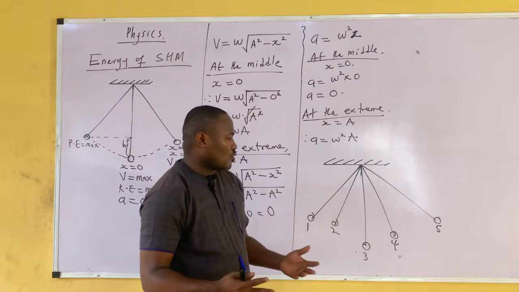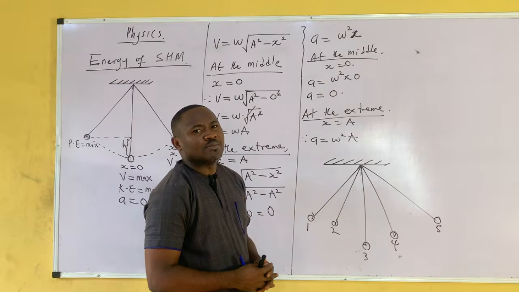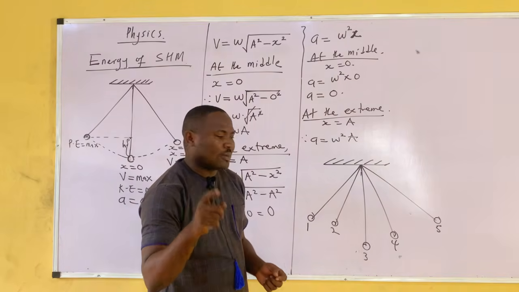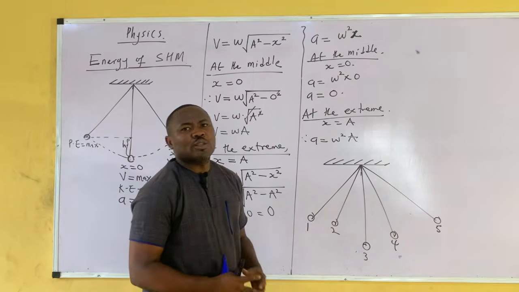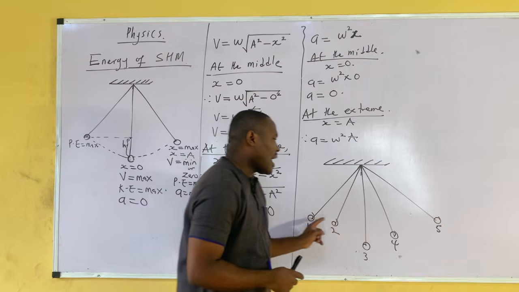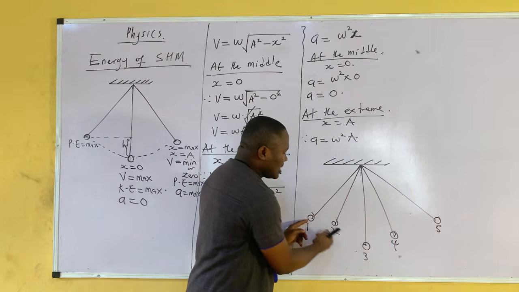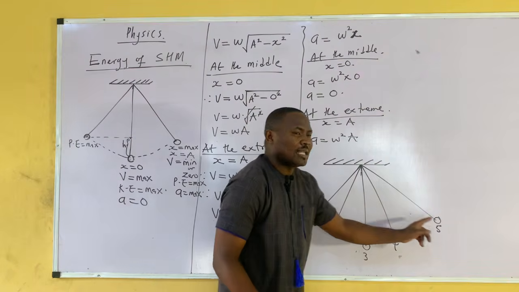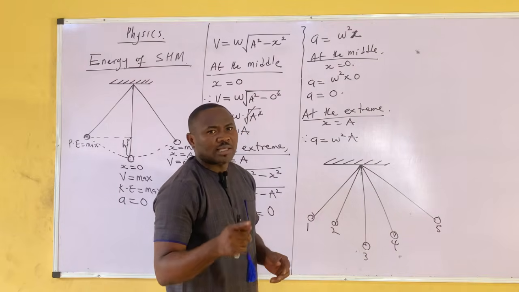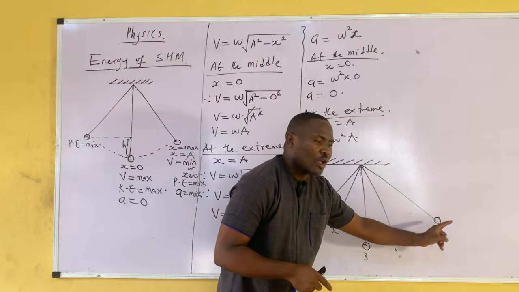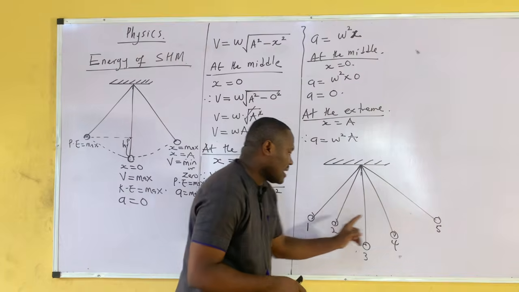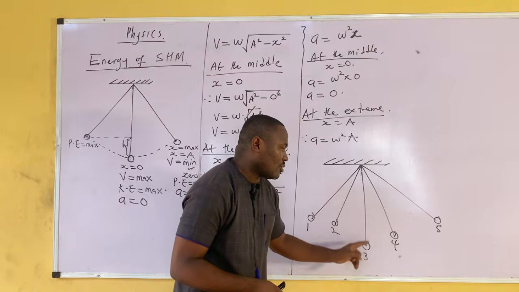Next question, at what point is kinetic energy maximum? We said wherever velocity is maximum, that's where kinetic energy is maximum. So the answer is 3. But at what point is potential energy maximum? Potential energy is maximum at the extreme because that's where height is seen. So at 1 and at 5, potential energy is maximum. Where is acceleration maximum? Acceleration is maximum at the extremes, but speed is maximum at the middle.